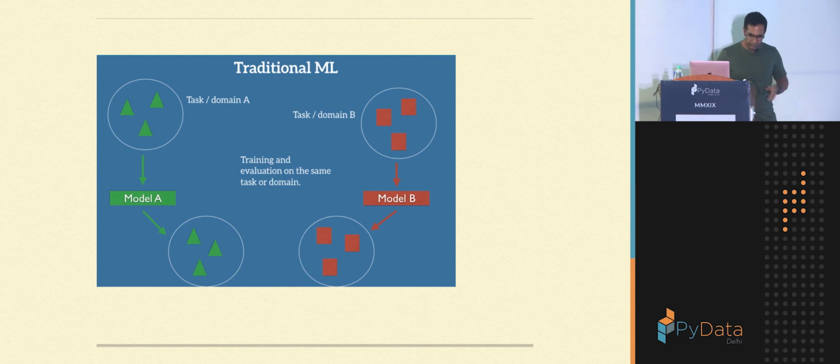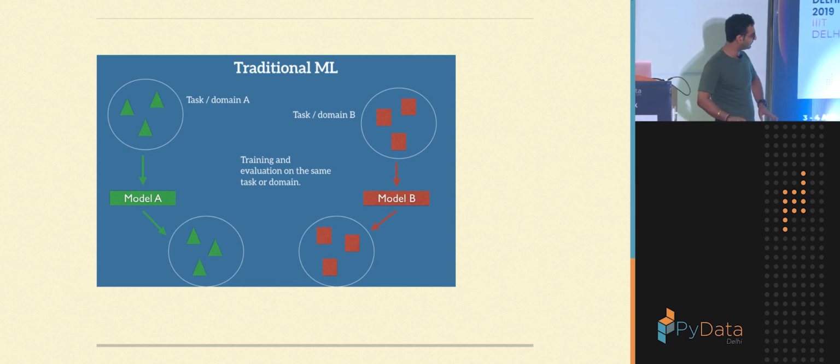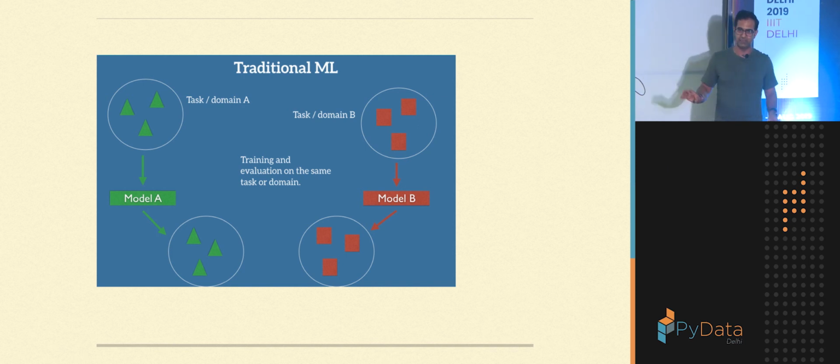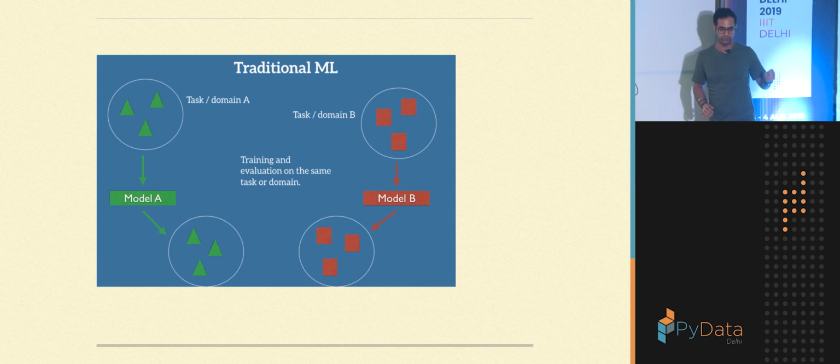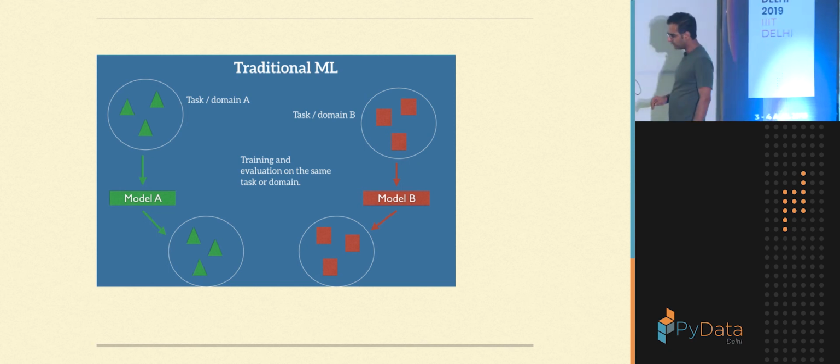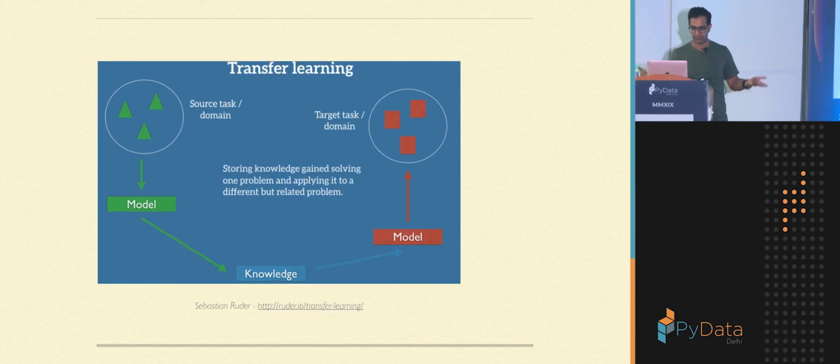Okay, so like traditional machine learning, right? Like you have two tasks, or domains, A and B. What you will do is train two separate models. One model for cars and pedestrians, another model for cars, pedestrians, and two-wheelers, right? There was no bridge, right?